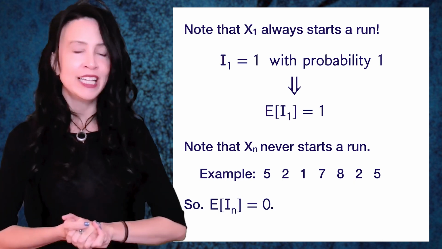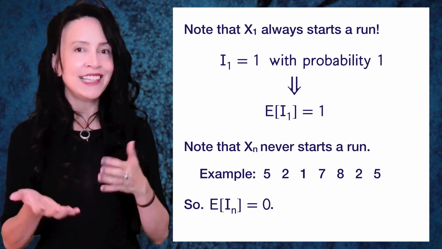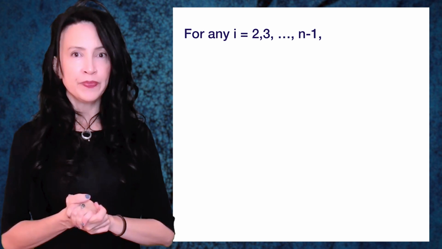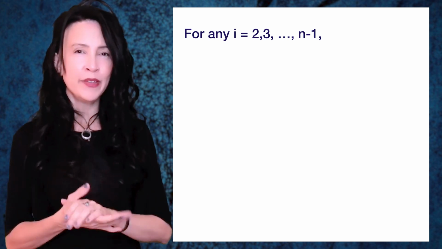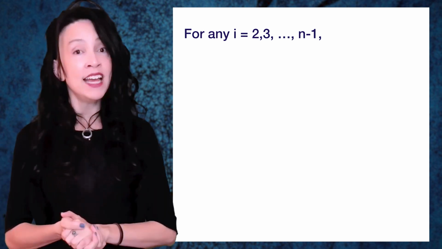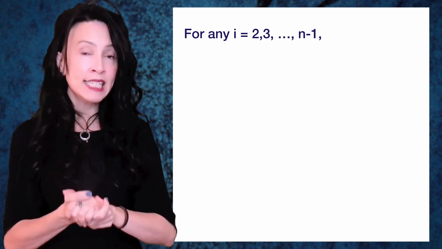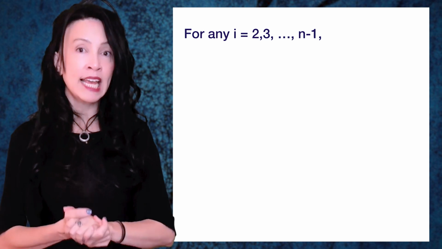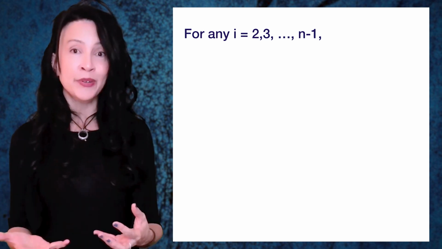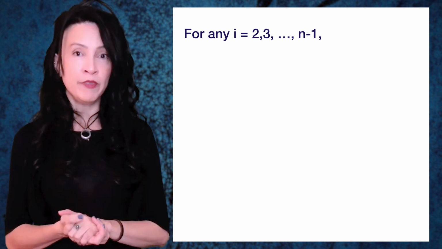Hopefully this random variable gets more interesting. Let's look at the other cases in the middle, when i goes from 2 to n minus 1. Hopefully the expectations of the other indicators are a little more interesting. Let i go from 2 to n minus 1 and consider the expected value of the indicator I sub i. Even though the underlying distribution is continuous, the indicator is a discrete random variable.